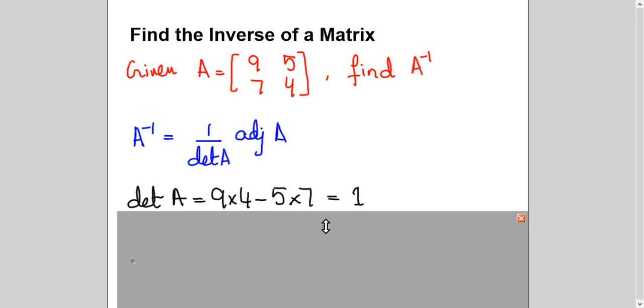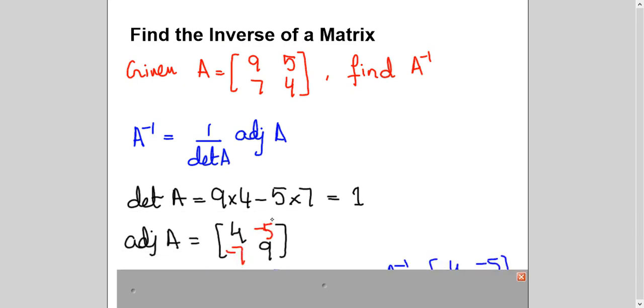Now we need to find out what is adjoint of A. Adjoint of A is a matrix in which you interchange the elements of the principal diagonal. So 4 will go here, 9 will come here. So you flip the places of the elements on the leading diagonal and you change the sign of the elements on the other diagonal. Right now it is plus 7, so I will write minus 7 here. Here it is plus 5, I will write minus 5. So whatever the sign of the elements here, you take opposite of it. So if it was minus here, I would have taken plus here.